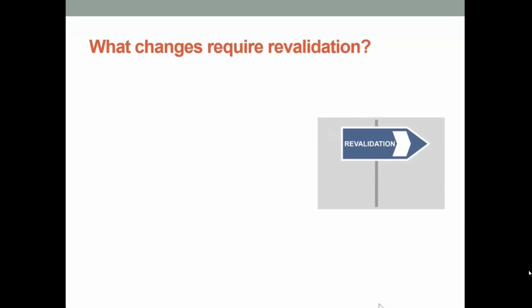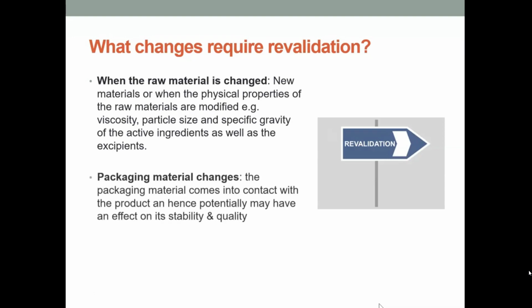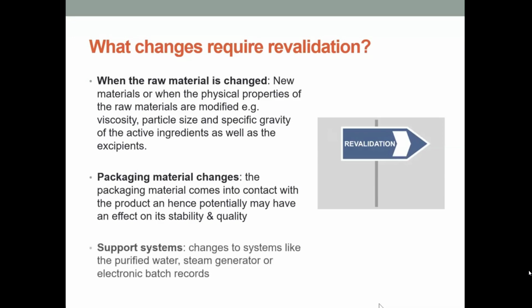So this is just a list of some of the changes that would require revalidation. So if you changed your raw material, so if you have a new material, or if you had changes to the physical properties of your raw material where there was some kind of a modification in terms of viscosity or particle size or specific gravity or any physical characteristics like that, so either the active ingredient or the excipient would need revalidation based on changes. Packaging material, as we mentioned, packaging material comes into contact with the product and hence it has potential to affect the stability and the quality of the product, and it would need revalidation.